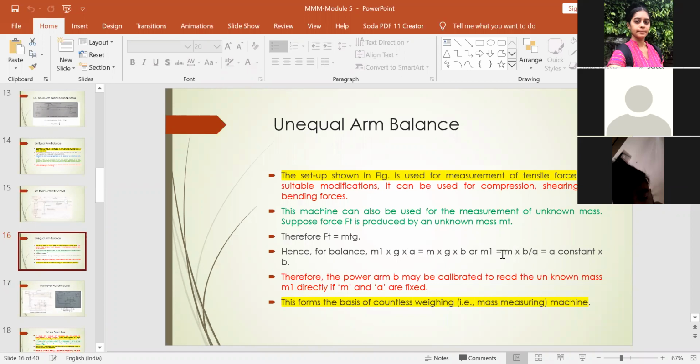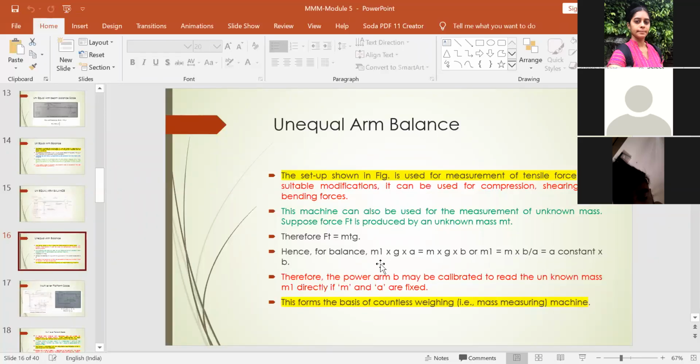So here the entire thing is constant, only the variable is b. So by varying b, again the unknown mass could be determined, and the load arm and the power arm can also be calibrated by using the value of b. So it helps in calibrating at what distance you will get the accurate comparison of the known standard with that of the unknown standard. So this is how an unequal arm balance equipment will be used to measure an unknown mass. Also, it could be used for tensile force. With some modifications, it can also be used for compression, shear, and bending forces.